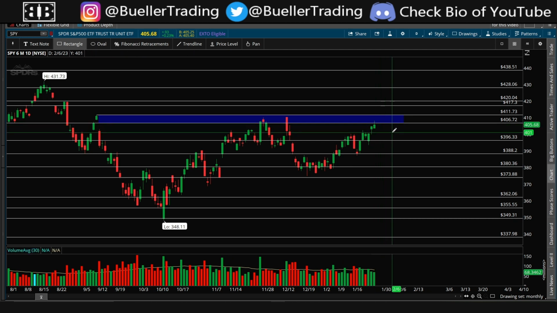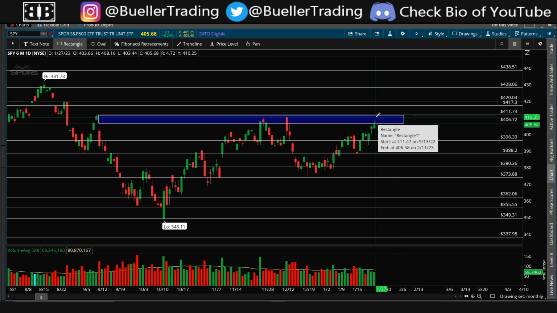If we get a continued rejection of this area or a failed breakout, we are most likely going to see a pullback down to at least the 388, 390 area. And again, this is TA that can hold over the course of a couple weeks. We don't know. We've got to pay attention to see what's going on. But so far, we do have a touch of that resistance.